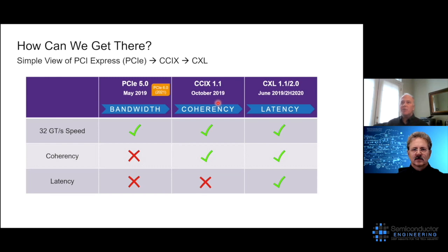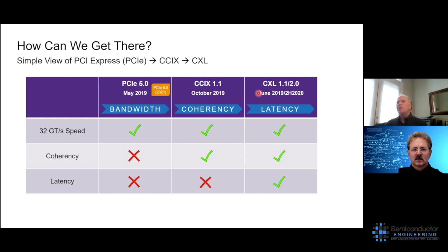PCI Express doesn't support cache coherency. It's not made for that. And then as we go to the right to this CXL standard, we also support cache coherency, but we've done something else. We've given ourselves a huge reduction in latency compared to PCIe and CXL, which are very comparable. So we get the bandwidth and we get the coherency and we get the latency out of CXL.